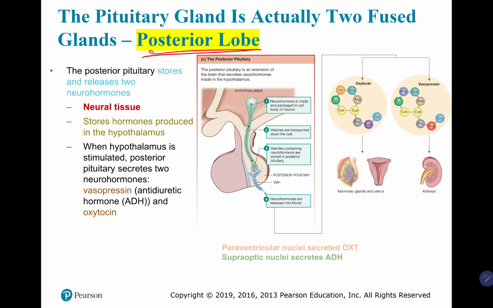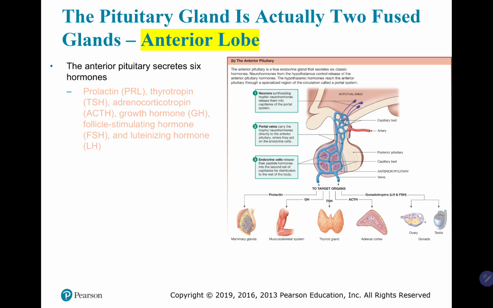So in the posterior lobe, we're able to store and then release two neurohormones. So we produce oxytocin and vasopressin, or also called ADH. We produce them in the hypothalamus up here. We just store them down here in the axon terminal. This axon terminal is in the posterior lobe of the pituitary gland. Okay, so again, oxytocin and vasopressin, or ADH, they are stored and then released from the posterior lobe. Okay.